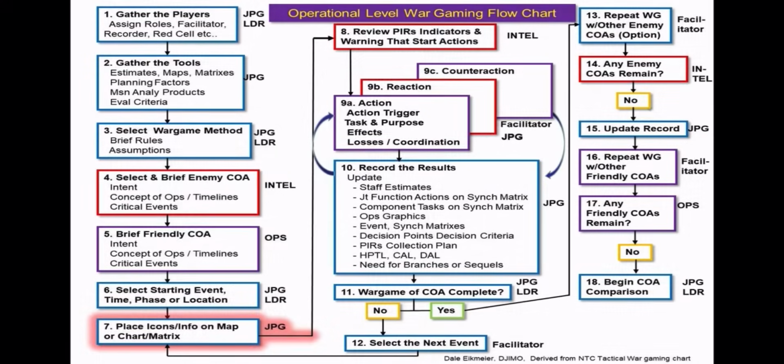In step 7, the participants place unit icons at the start locations. A technique is to indicate on the icon the unit's strength or composition, and then update the matrices and charts with the start point data to include actions, tasks, and statuses. In step 8, the Intel representative reviews all relevant priority intelligence requirements and indicators and warnings of enemy actions and the status at the start of the war game.